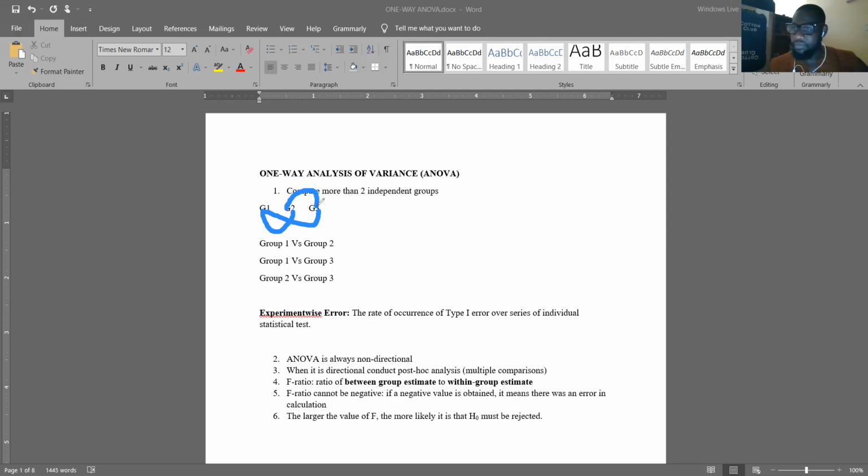When they are four, the comparisons will be more. I think you get about 6 comparisons when the groups are 4. And ANOVA would run these comparisons all at once.